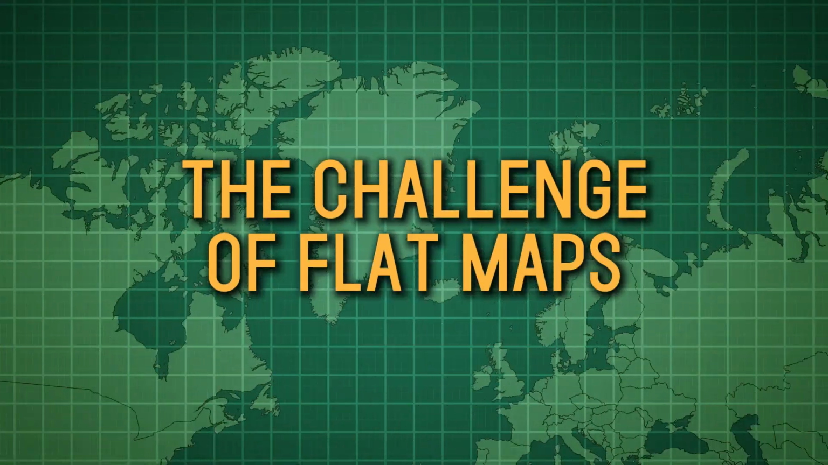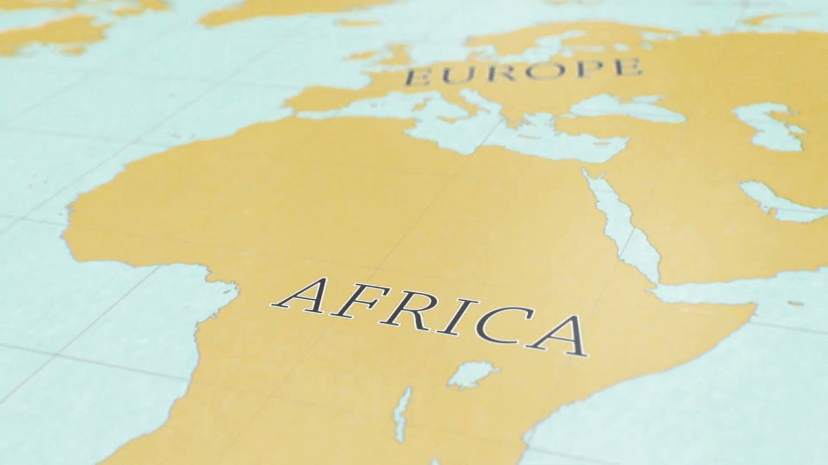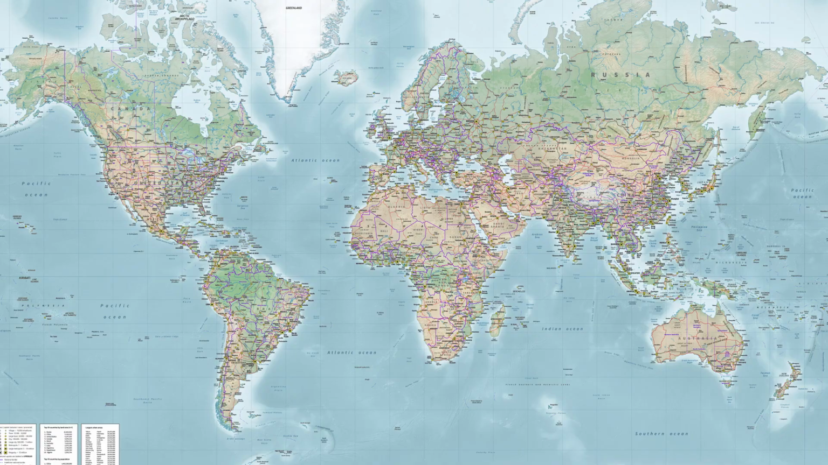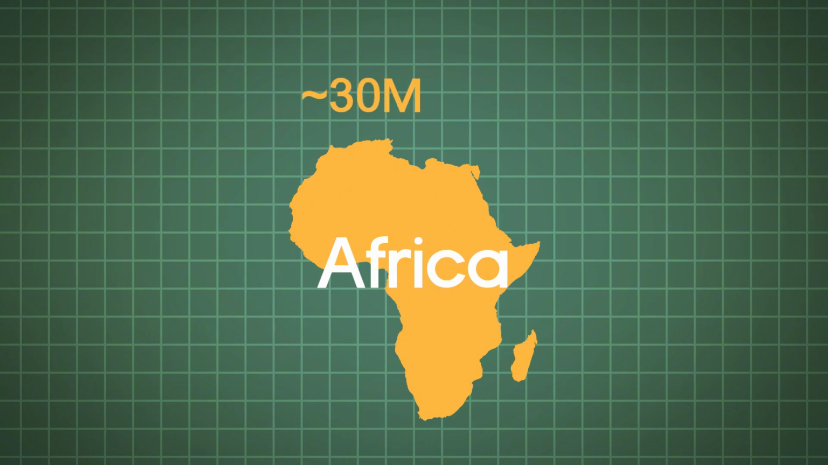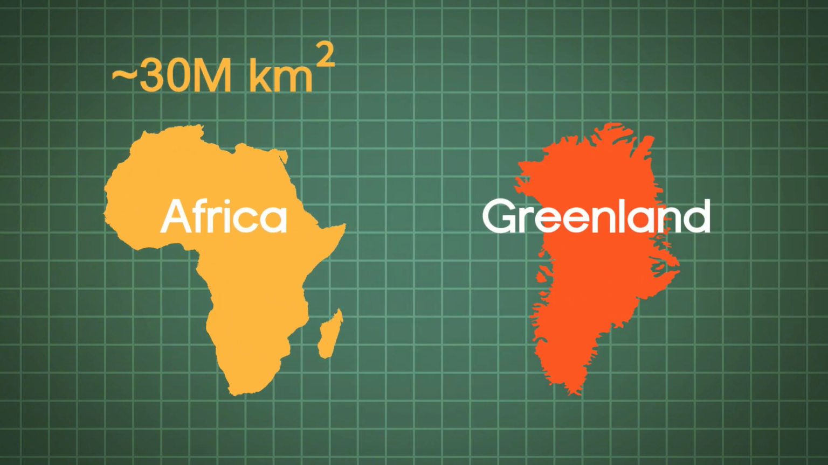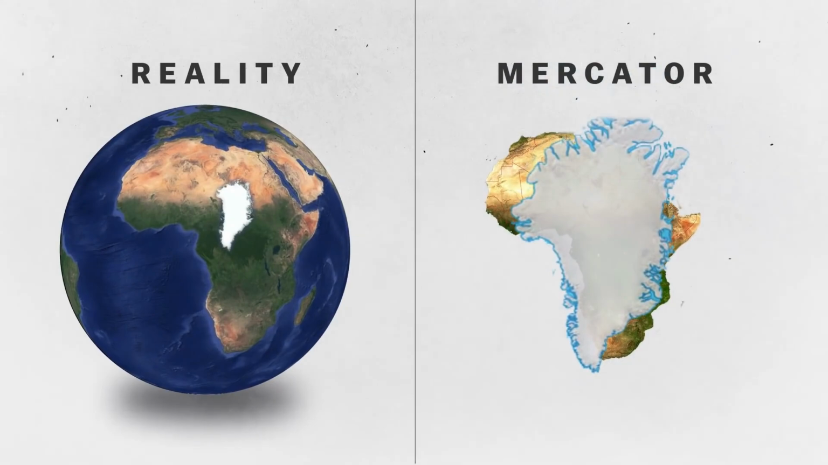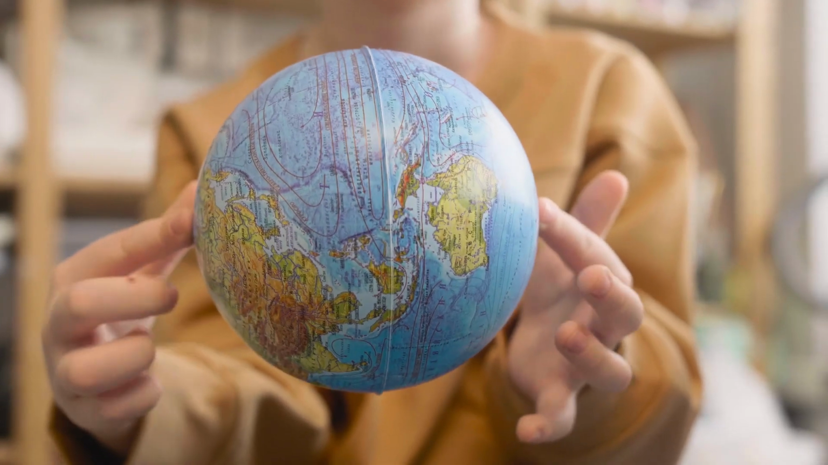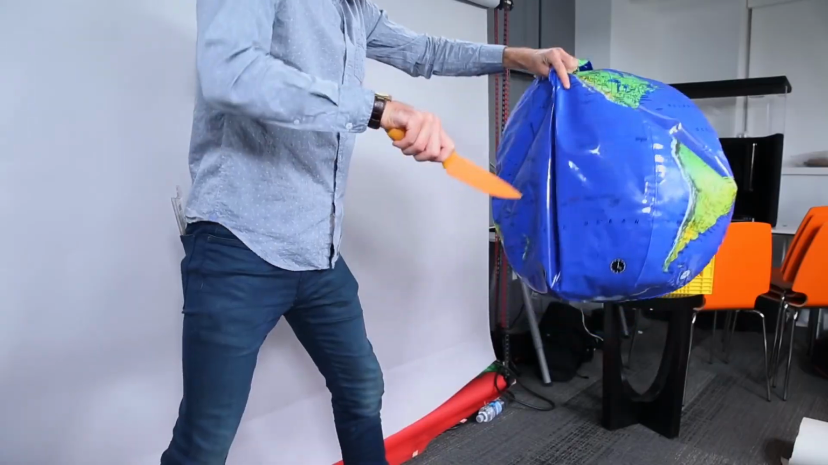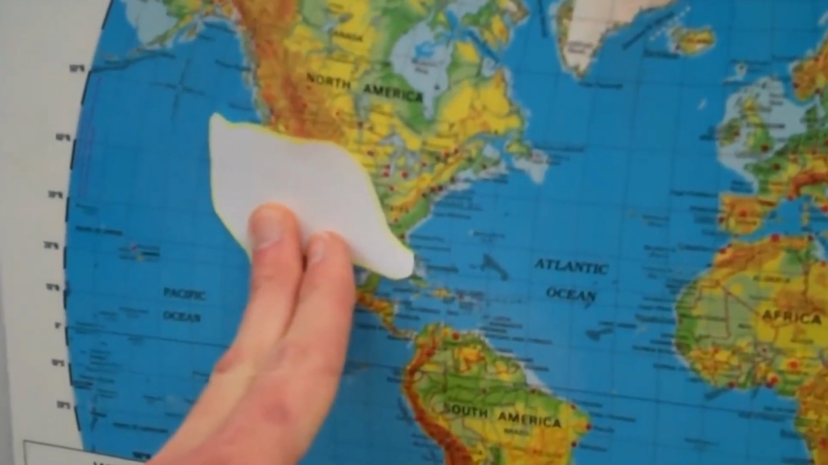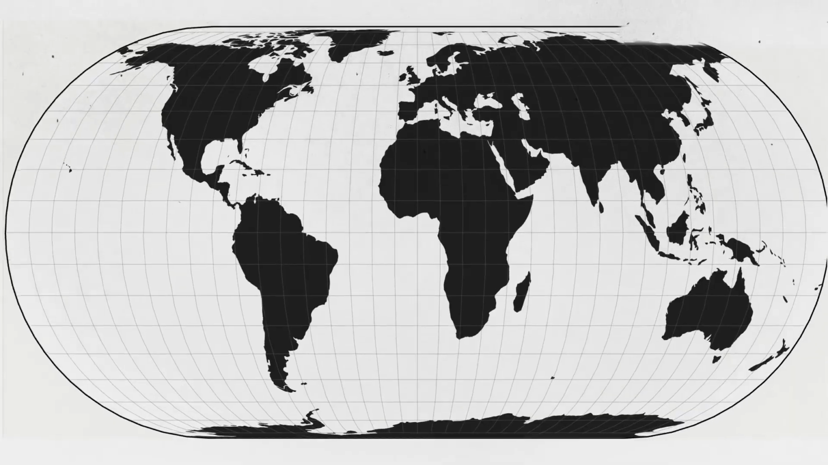The misconception about Greenland and Africa's sizes on maps is a perfect example of how flat projections can distort our perception of Earth's geography. In reality, Africa is approximately 30 million square kilometers, while Greenland is only about 2 million. That means Africa is 14 times larger than Greenland, despite appearing similar in size on many maps. This distortion occurs because flattening a spherical surface onto a 2D plane inevitably leads to inaccuracies in size, shape, or distance. Everything just becomes distorted.